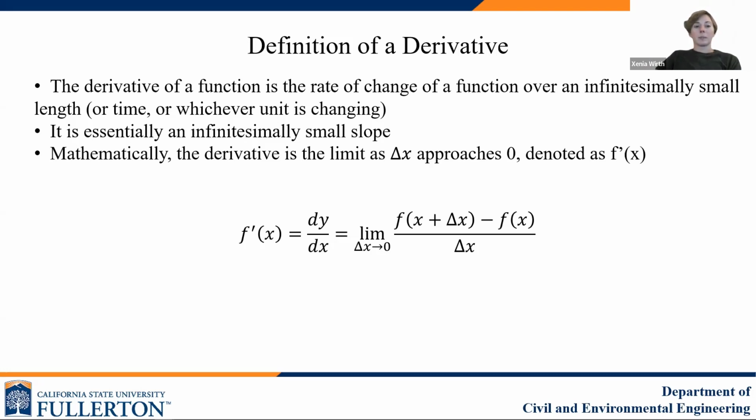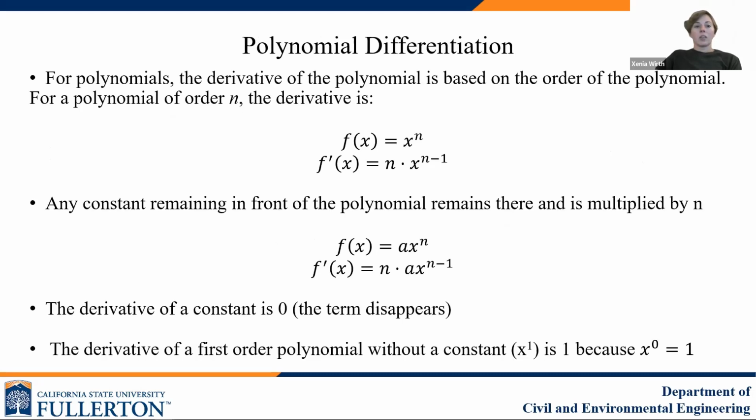The derivative is the limit as delta x approaches 0, and it's typically denoted as f prime of x, f apostrophe of x, or d over dx, assuming that x is the variable you want to differentiate. f prime of x is equal to dy over dx is equal to the limit as delta x approaches 0 of f of x plus delta x minus f of x over delta x. That is called the limit definition of the derivative. There are certain rules with regards to differentiation, and as part of this review video, we'll go through them.